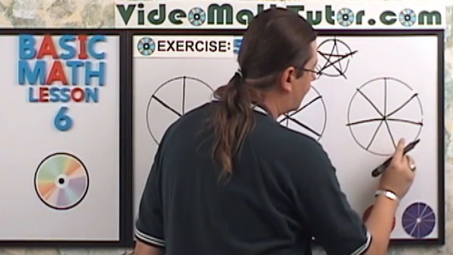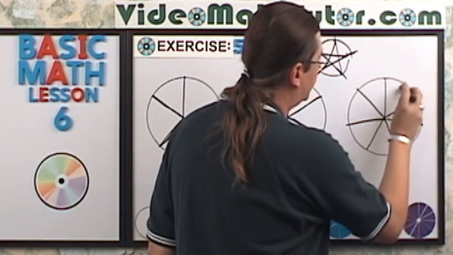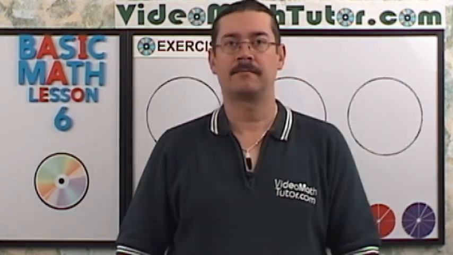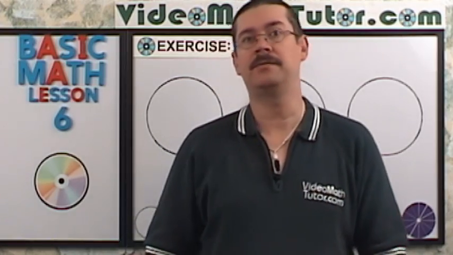And then you can erase that right there. And there's your 1, 2, 3, 4, 5, 6, 7 slices. Eighths are one of the easiest things to do.